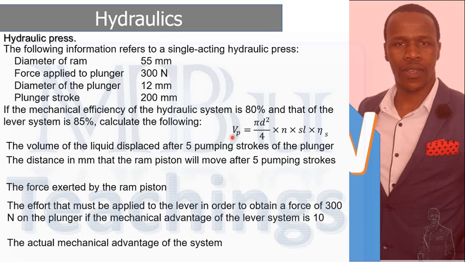So let's move to the next question, which says the distance in millimeters that the ram piston will move after 5 pumping strokes. Now, have you seen that? They're saying the distance in millimeters. In other words, they really didn't want you to calculate this volume in meters. So millimeters were ideal. Now let's assume that you calculated your volume here in meters. Which formula will best be suitable for you in that case?